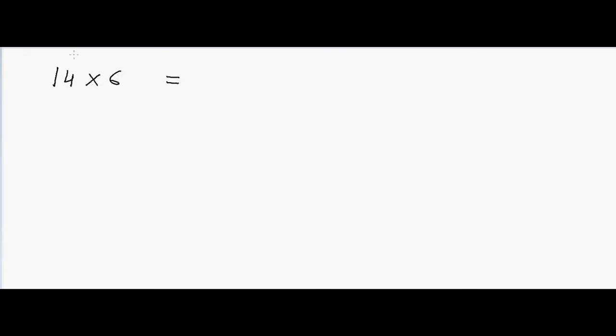First, I'll take the last digit of the number which we want to multiply by 6. The last digit here is 4. So I'll just write a 4 here, and then I'll take half of this number. Half of this number is 7, and then I'll take the first digit and add it to the 7, so that will be equal to 8. So my answer will be 84.